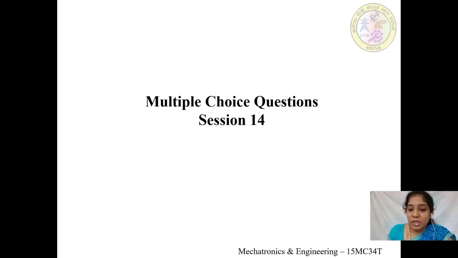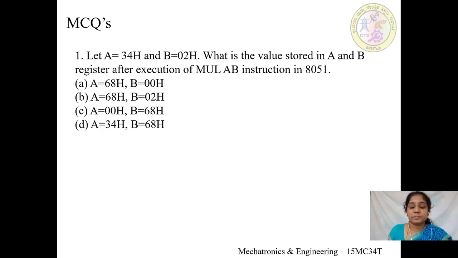And these are the multiple choice questions of session 14. So the first question: let A equal 34H and B equal 2H. What is the value stored in A and B register after execution of MUL AB instruction in 8051?